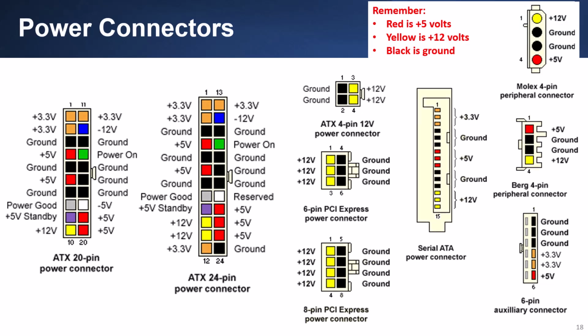Here is the voltage breakdown of the PC power supply. The black wires are ground and the red wires are plus 5 volts. Other typical voltages supplied by the power supply are plus 3.3 volts, plus 12 volts, and minus 12 volts.